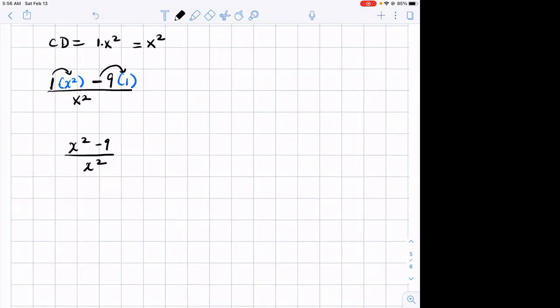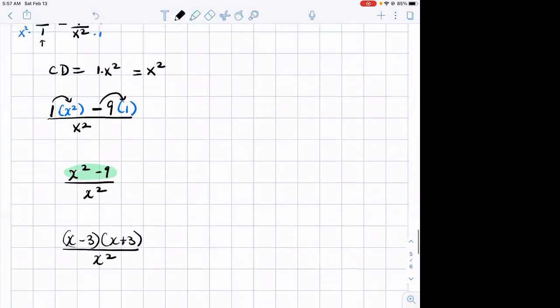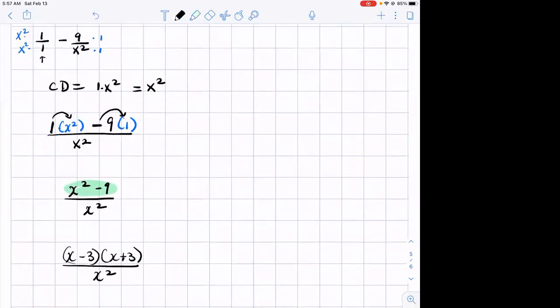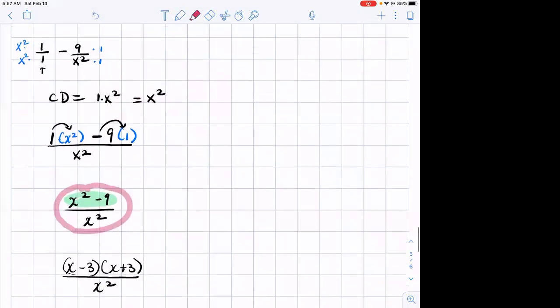Okay. Now you'll notice that this here can be factored. So this is the same as x squared minus 9, difference of squares, x minus 3 and x plus 3 over x squared. Now if I was just adding this, I would leave this as the answer, right? I would leave this as my answer. But since I know I have to divide this, I'm factoring the top.